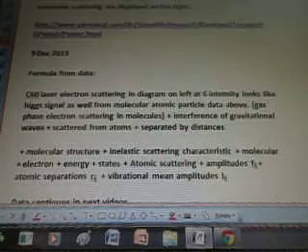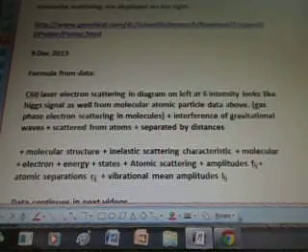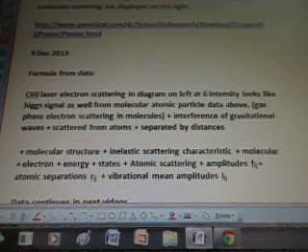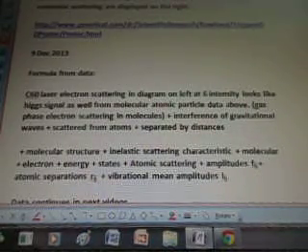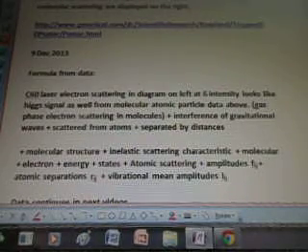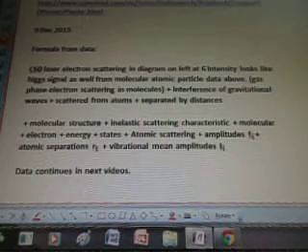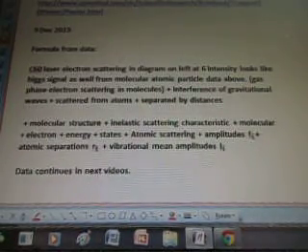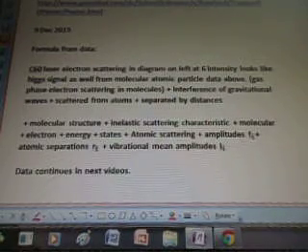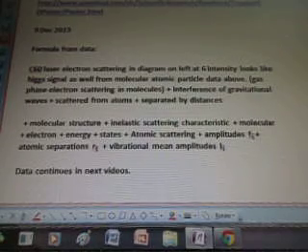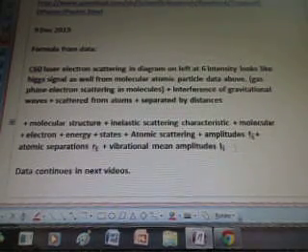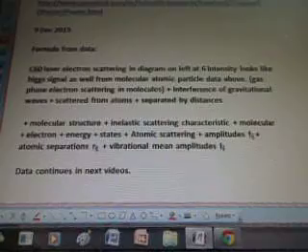C60 laser electron scattering diagram on the left at 6 intensity looks like Higgs signal, as well from molecular atomic particle data above. The gas phase electron scattering in molecules. Interference of gravitational waves scattered from atoms separated by distances, molecular structure, inelastic scattering characteristic, molecular electron energy states, atomic scattering amplitudes of Fij, plus atomic separations of Rij, vibrational mean amplitudes of, I don't know if it's an L or I, lij in the data is going to continue in the next video.